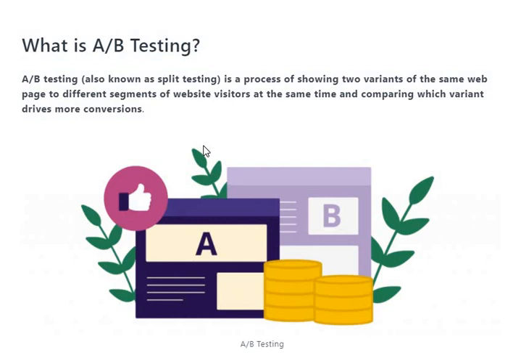Now let's start. What is A/B test? A/B test, also known as a split test, is a process of showing two variants of the same web page to different segments of website visitors at the same time and comparing which variant drives more conversion.